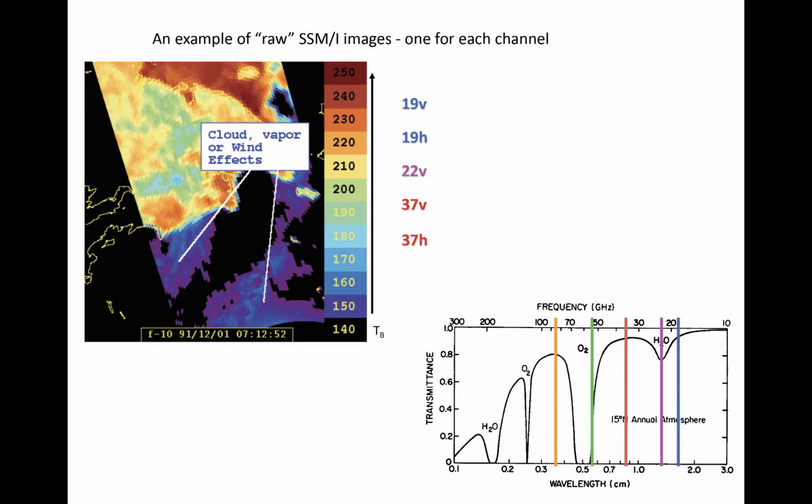At 37 horizontal, noting again that the color scale changes, we see again that brightness temperatures are generally cooler than in the vertically polarized channel.